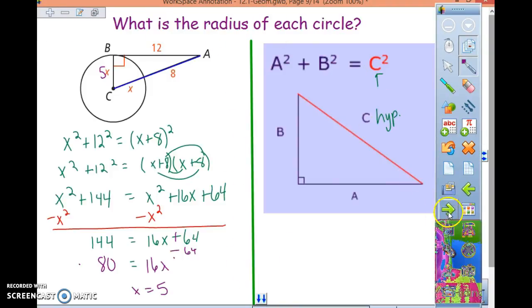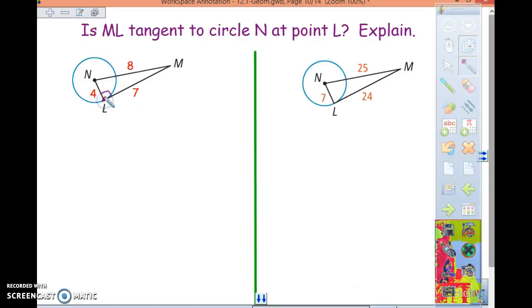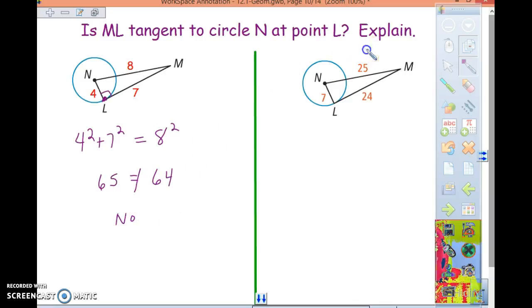Moving on to the next set of directions, it says, is ML tangent? So we're technically testing to see if this is a possible right triangle. If this is a point of tangency, it forms a right angle. So setting that up, legs are 4 and 7. We're testing to see, is that equal to 8 squared? So we get 65 compared to 64. That is false. So no, that's not a point of tangency because the Pythagorean theorem is not fulfilled.